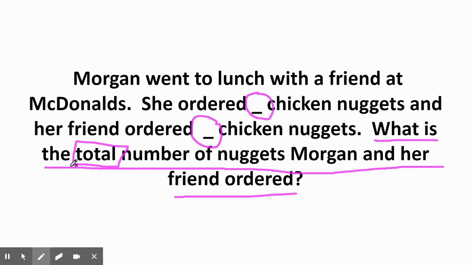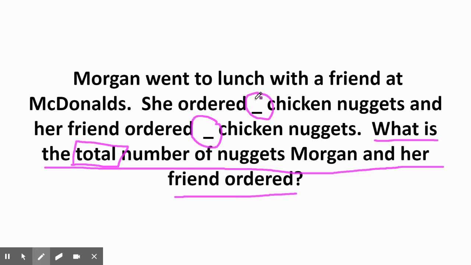So if I get a movie going, I tell my kids, think about a movie in your head. So I see Morgan at McDonald's getting some chicken nuggets. And then I see her friend getting some more chicken nuggets. And then it's asking me the total. I'm going to have to put those chicken nuggets together. So I know for this problem, I'm going to have to add. Now I took the numbers out so you didn't know what they were, but I'm going to have to add those numbers because it says she ordered some chicken nuggets and her friend ordered some chicken nuggets, and I'm looking for the total number of nuggets, okay?